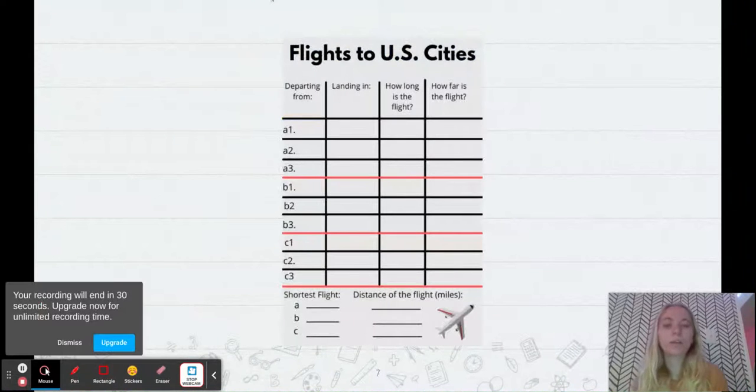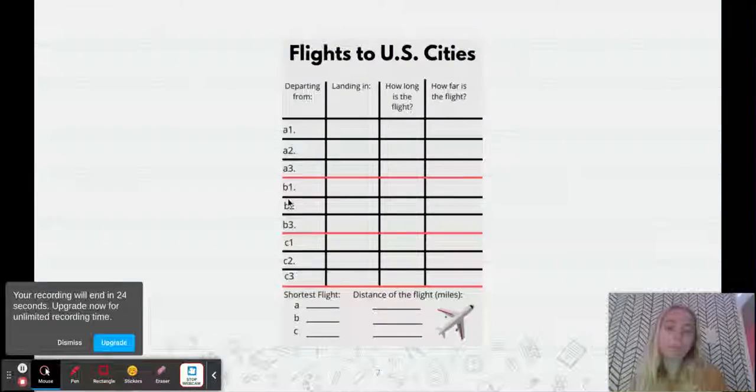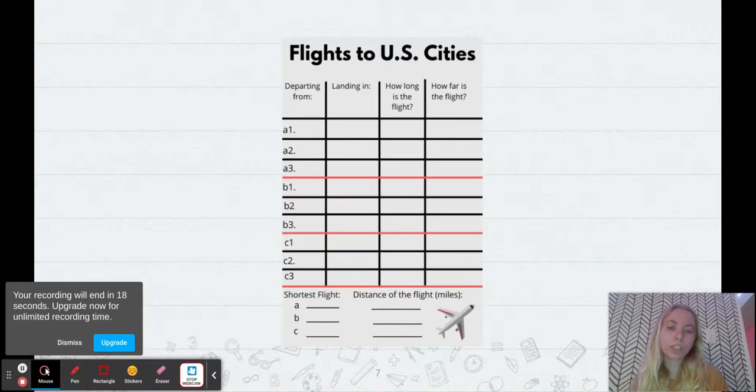This is an example of the worksheet that students would create. Flights A, 1, 2, 3, B, and C are all the same departing and destination, but the duration of the flights would be different. So say Flight A departs at 12:45 and lands at 3 p.m. How long is that flight? And then the miles traveled, how far was the flight? And then they would fill out each flight, the duration.